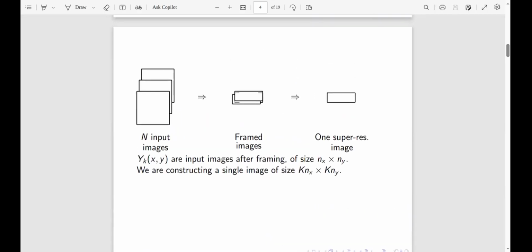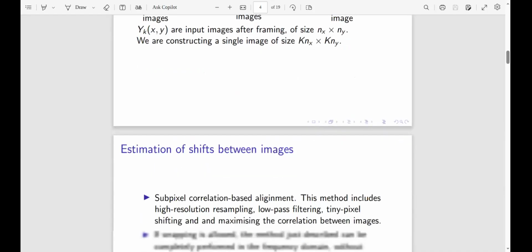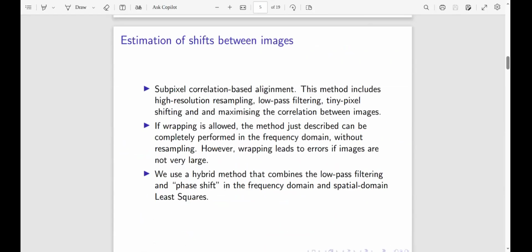First I try to estimate the shifts between images. First we take two images, and there are several methods which I implemented.